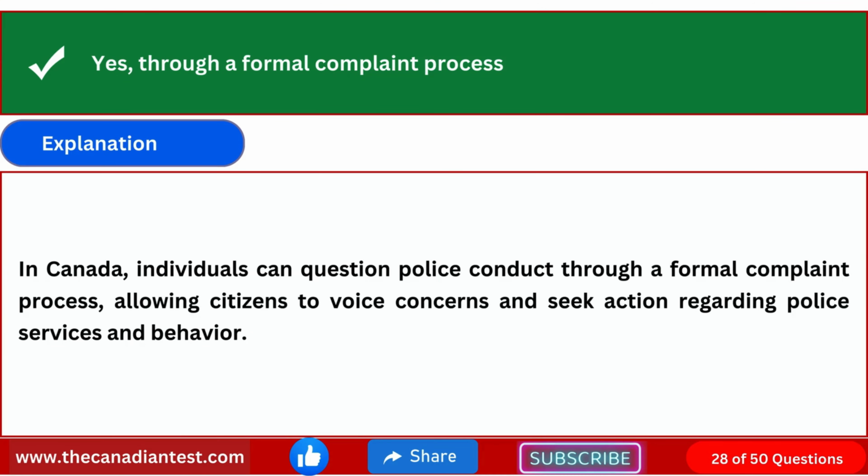The correct answer is yes, through a formal complaint process. Explanation: in Canada, individuals can question police conduct through a formal complaint process, allowing citizens to voice concerns and seek action regarding police services and behavior.